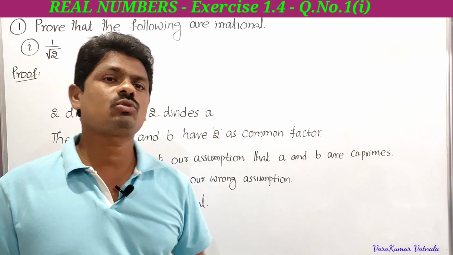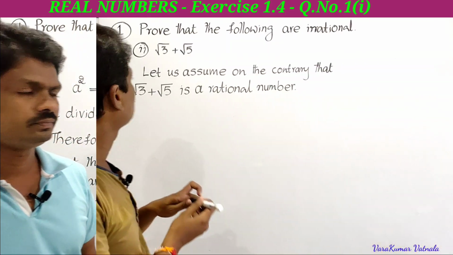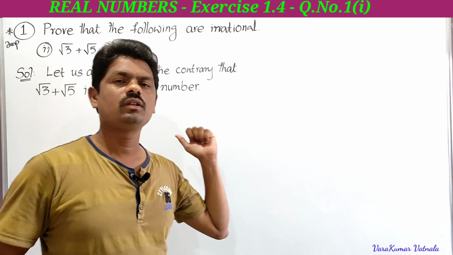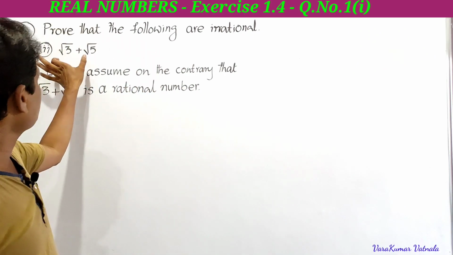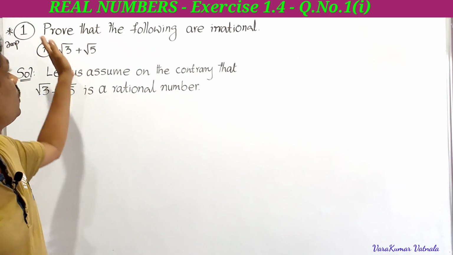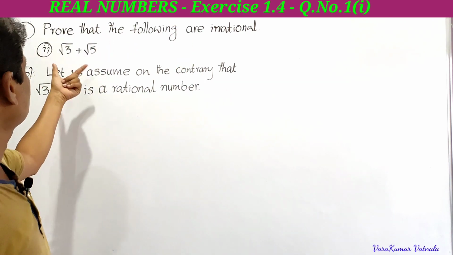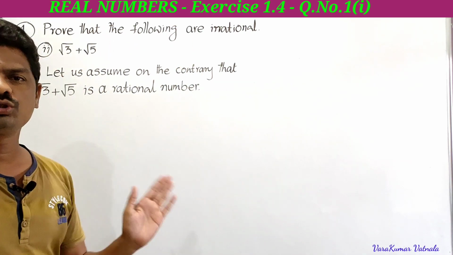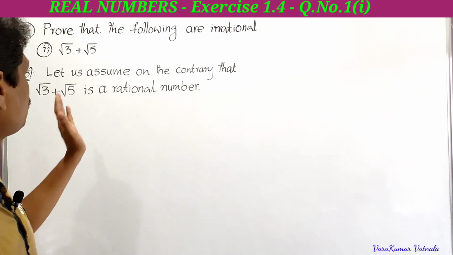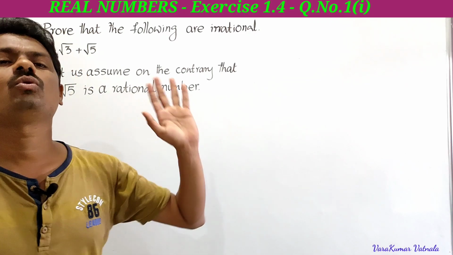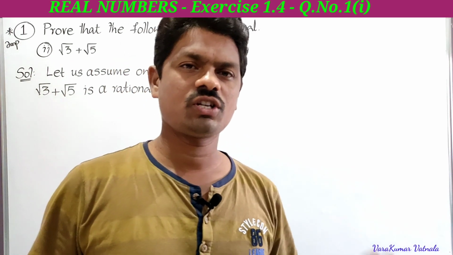So next we have to solve the second bit. This is the second bit in the first problem. Here he has given root 3 plus root 5. Prove that the following are irrational. So we have completed the first one. This is the second bit, root 3 plus root 5. So we have to prove that root 3 plus root 5 is irrational.